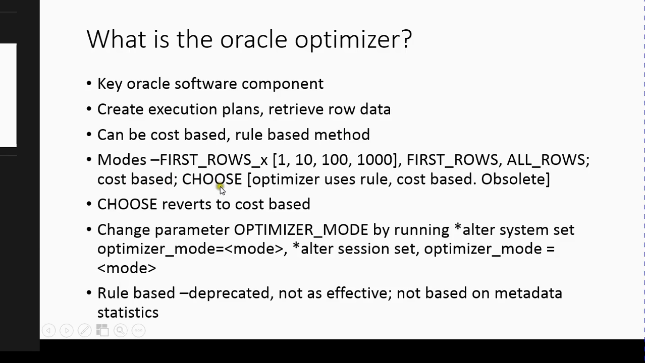And then you have choose. You can also just enable choose. What choose does is switch back and forth between the rule-based and the cost-based.